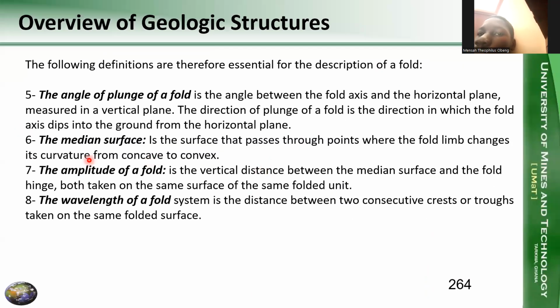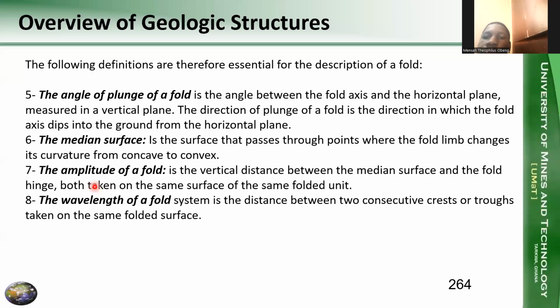And then we have the median surface, the surface that passes through points where the fold limbs change their curvature from concave to convex. We call that the median surface. And also the amplitude of a fold is the vertical distance between the median surface and the fold hinge.